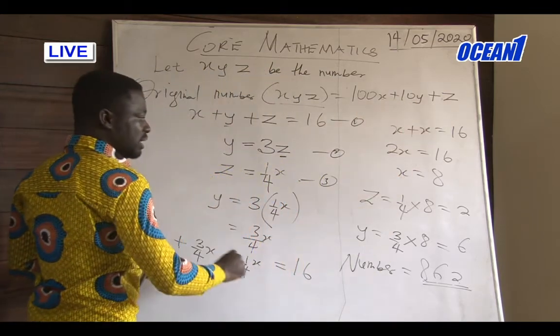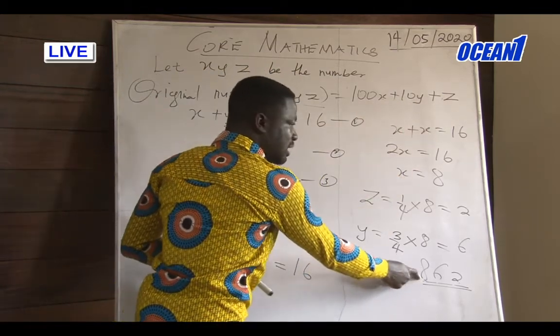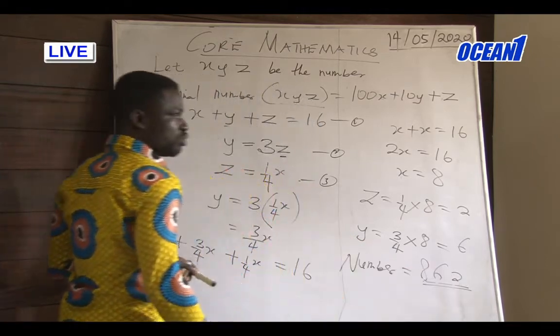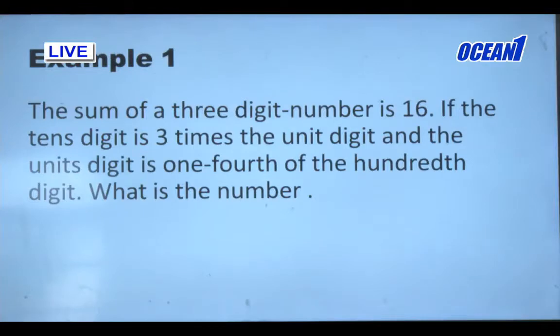Not the hundreds plus the tens plus the units. No. The digits they are talking about is 8, but this 8 is 800. The 6 here is 60. And the 2 is 2 ones.